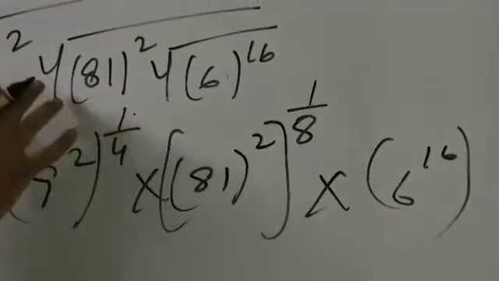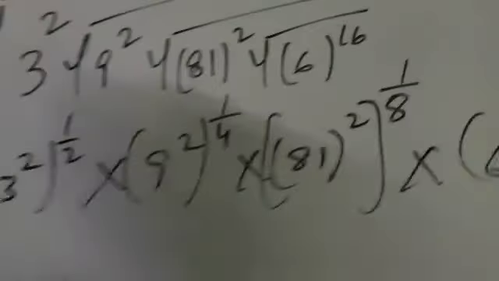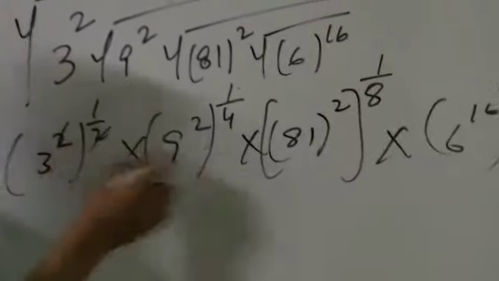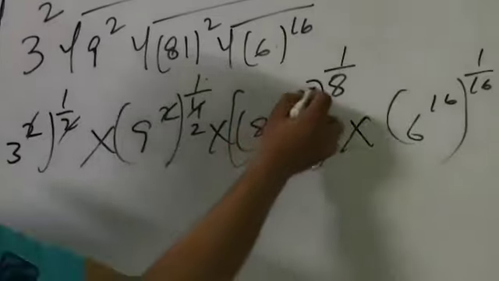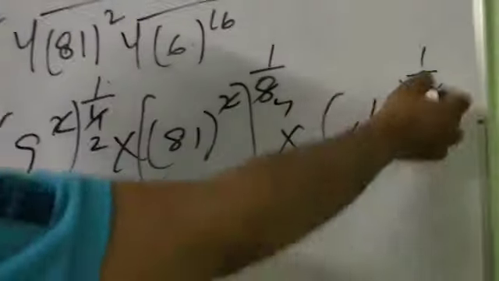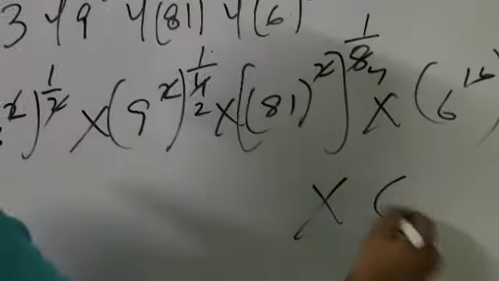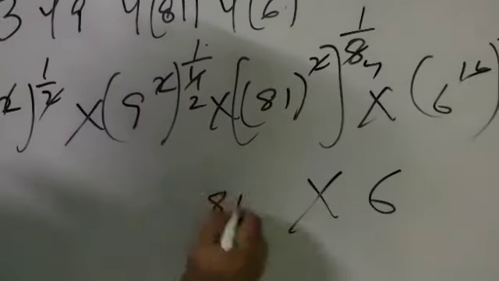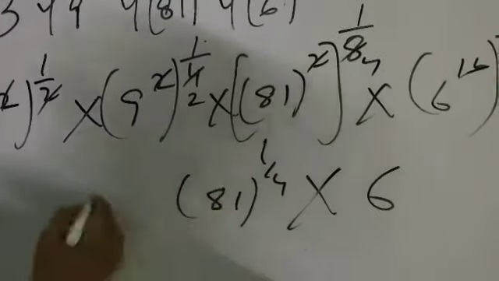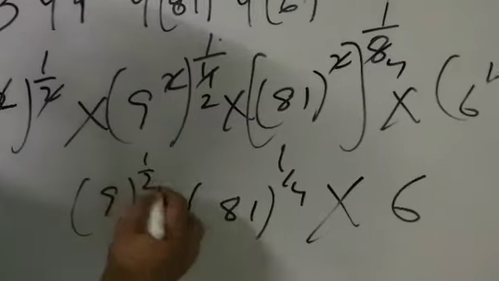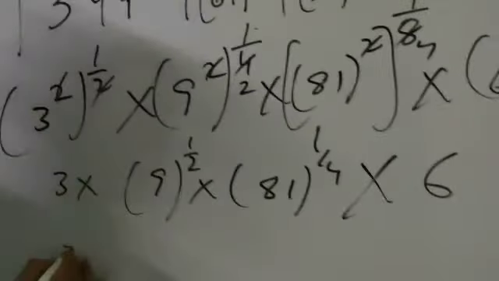And this 1 and 2 and 3 and 4. What does it mean? 1 by 2 into 1 by 2, 4 times, 1 by 16. This is cancelled out and this is power 2. This is this and 16 is cancelled by this. So here 6 will be remaining. From here 81 whole power 1 by 4 and from here 9 whole power 1 by 2 and from here 3.